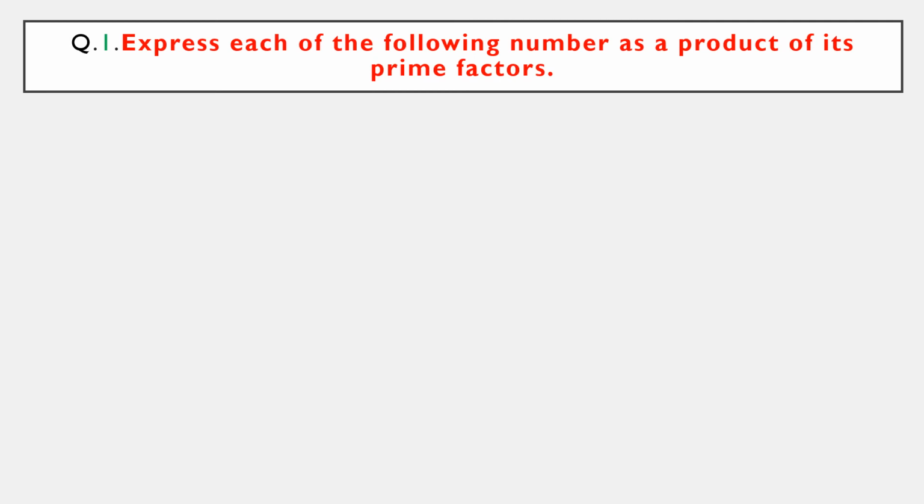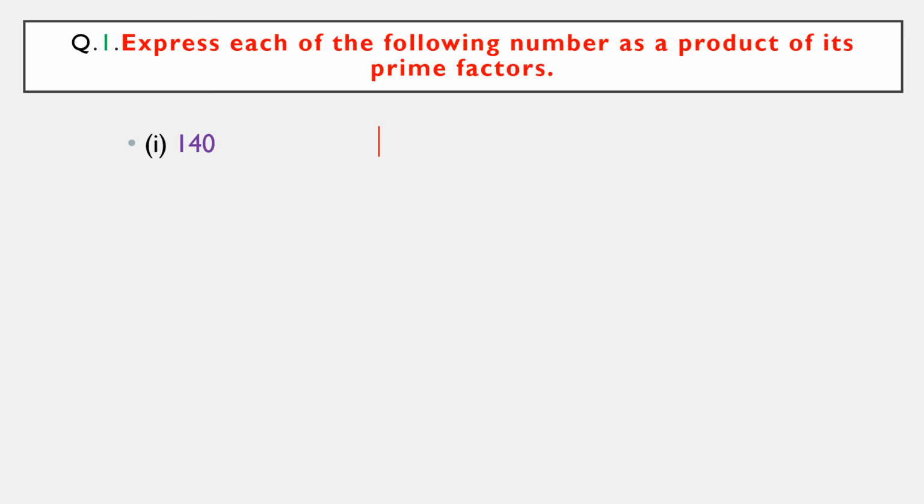So here is your first question from your exercise. Express each of the following numbers as a product of its prime factors. So you should do the prime factorization of each number and write the product of its prime factors. Here is your first question from this first bit, 140. Do the prime factorization of this 140.